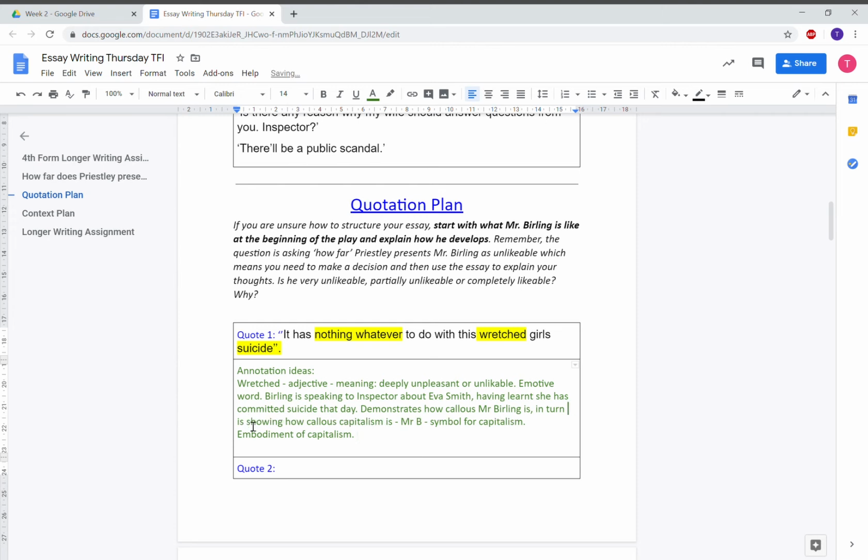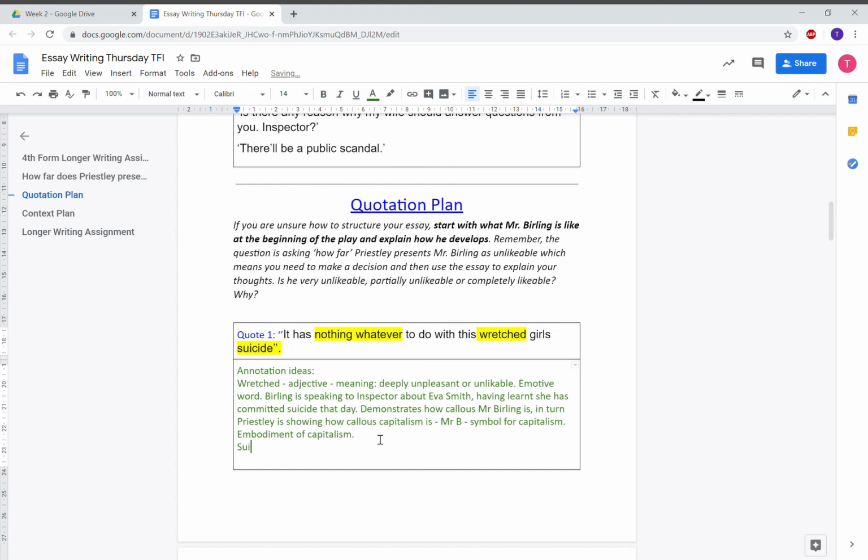I'll write Priestley rather than he. Priestley is showing how callous capitalism is, because Mr. B is a symbol for capitalism, and he is the embodiment of capitalism. Notice again, I'm not writing in full sentences because this is just note form, okay?